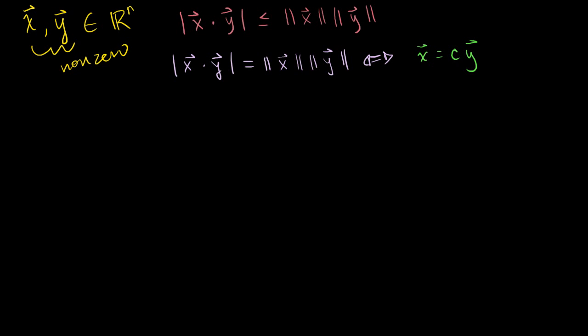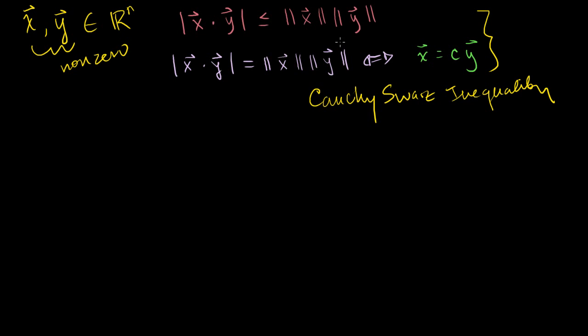And this equality and this inequality is called the Cauchy-Schwarz inequality. So let's prove it, because you can't take something like this just at face value. You shouldn't just accept that.